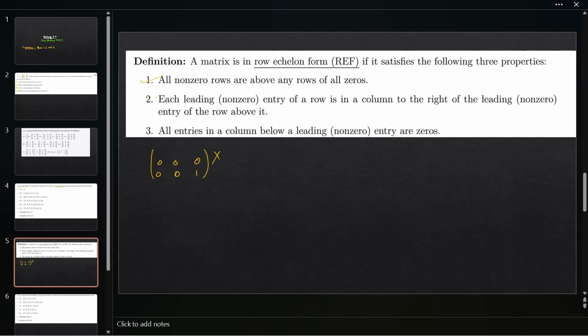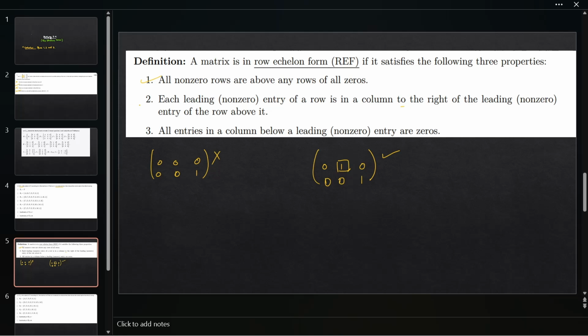Now, coming to property 2, that says each leading non-zero entry of a row is in a column to the right of the leading non-zero entry of the row above it. So for example, I had this row where I had this leading entry here, 0, 1, 0. Then in the next row, the leading entry should be to the right of the leading entry of the previous row. That means I cannot have my 1 over here, I cannot have my 1 over here. If it is in the row echelon form, then the 1 has to be here. So these two ones cannot be there.